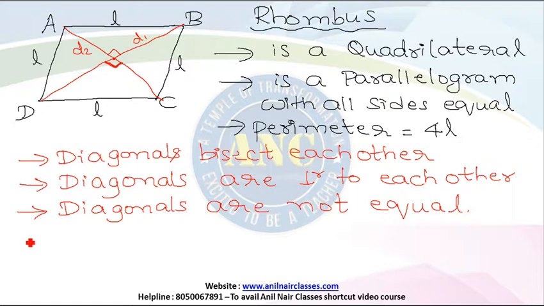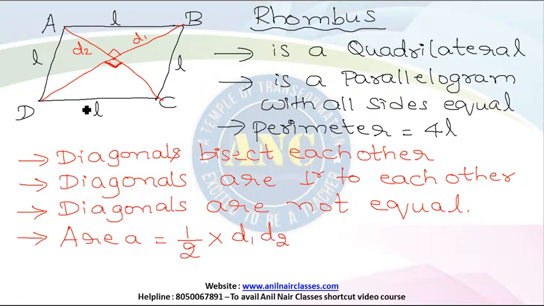Now we already have learnt the perimeter of the rhombus. Now what is the area of this rhombus? I have already taught you the area of this rhombus, and I have proved it also as half into D1 into D2. That means D1 and D2 represent the two diagonals of this rhombus. The product of the diagonals divided by 2 is nothing but the area of the rhombus.